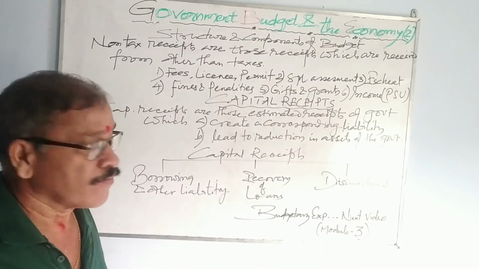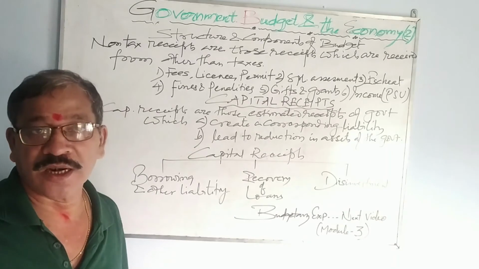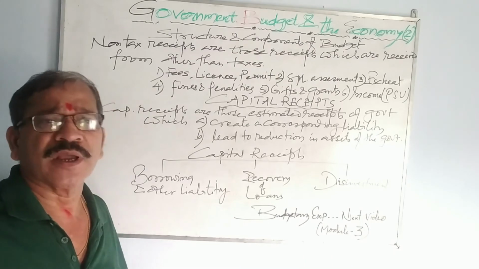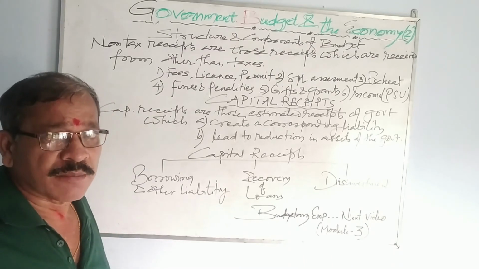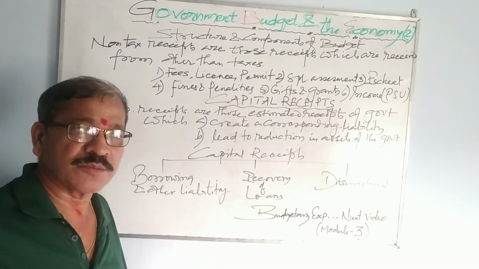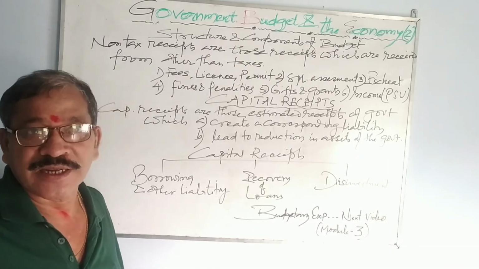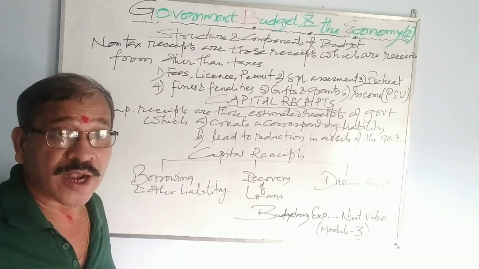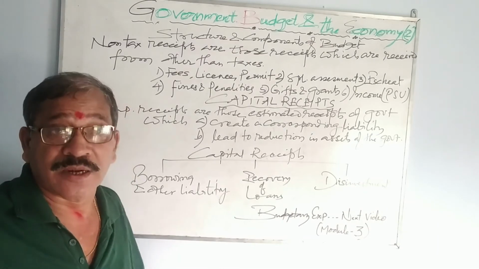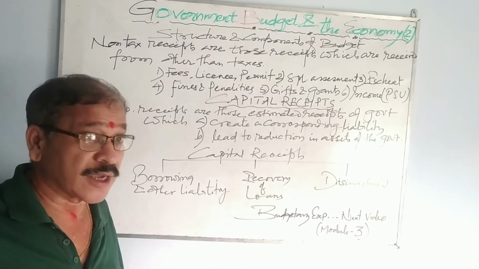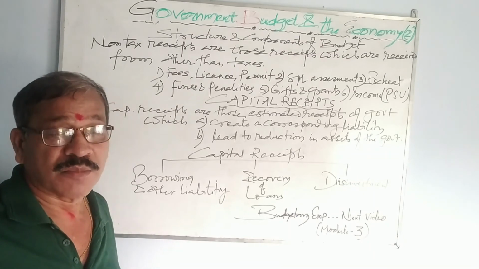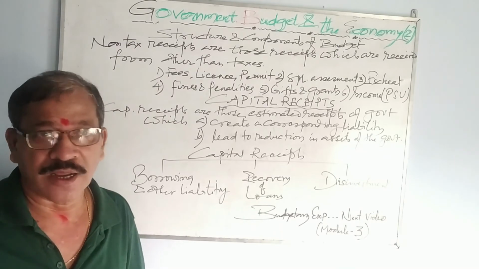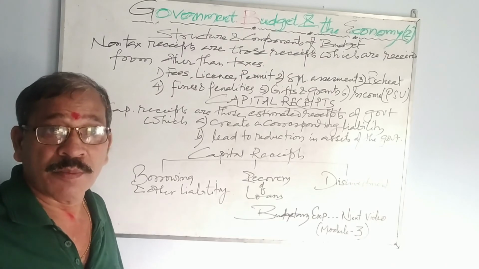So there are three types of capital receipt. One is borrowing and other liabilities. Suppose our government borrows some money from other countries, from abroad or from any sources, then money comes. When you borrow, money comes to your pocket, but liability increases. You have to pay back. So that is borrowing and other liabilities. When you borrow, money comes to your treasury. It is a kind of income, but at the same time, you cannot say that it doesn't affect the liability. It affects the liability because you have to pay it back.